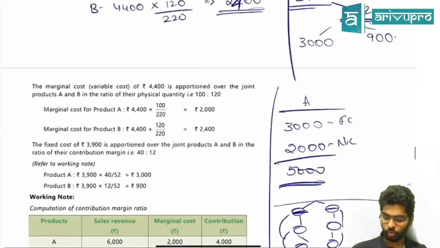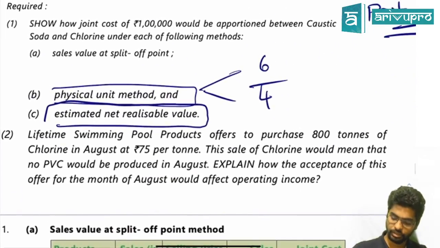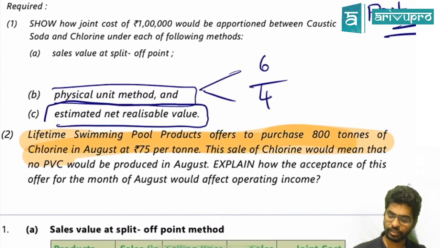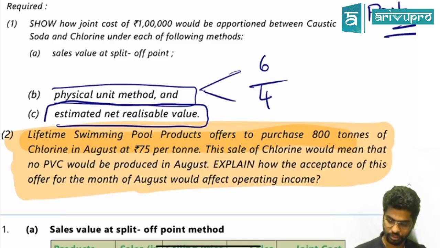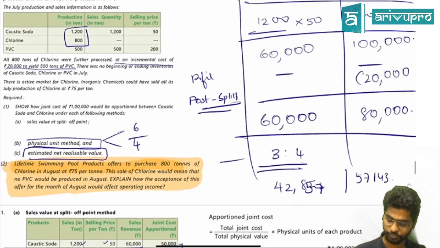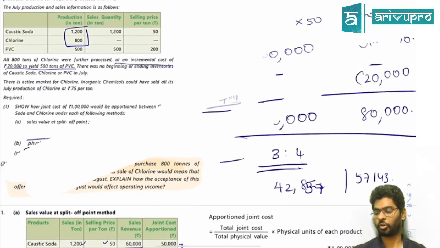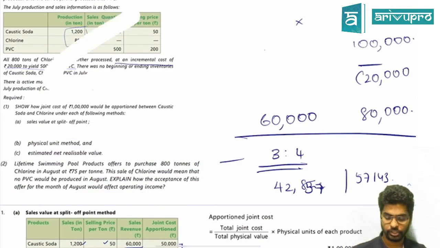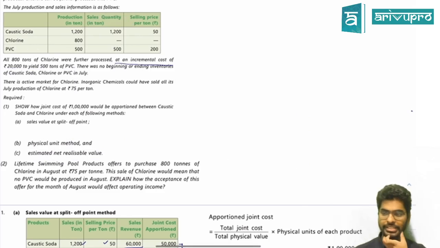Okay, the next question we have is a management accounting question. Let's try understanding what they are saying. Lifetime swimming pool product offers to purchase 800 tons of chlorine at 75 per ton. Explain whether you have to accept this or not. When a question like this is given, how do you go about answering it? Should I further process or should I sell it?